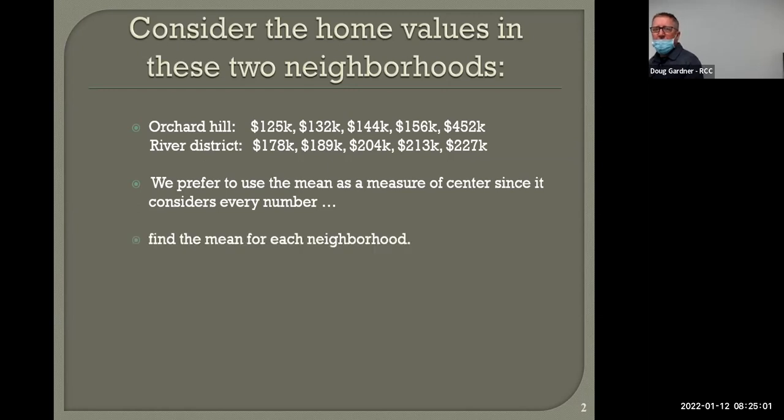So don't take the time to do that. I mean, you can if you want to, but find the mean for each neighborhood. Of course, we know how to do that. If I just add them up and divide by 5. So if I did that for Orchard Hill, you could check my work here if you want.